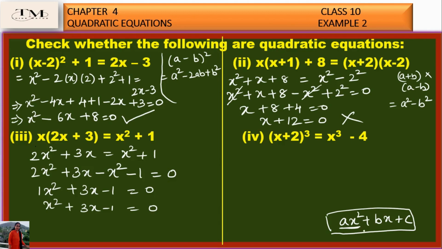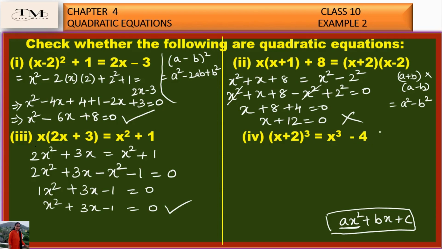So now compare this with this equation. It is of the form ax square plus bx plus c. So this is a quadratic equation. Okay. So next, the last problem of this session: x plus 2 whole cube equal to x cube minus 4.